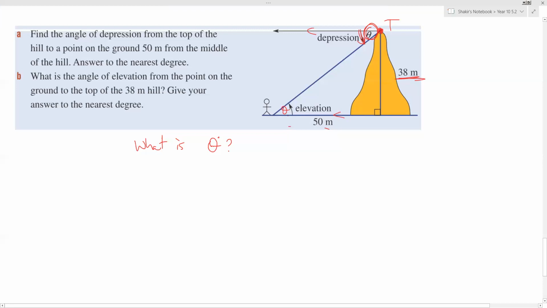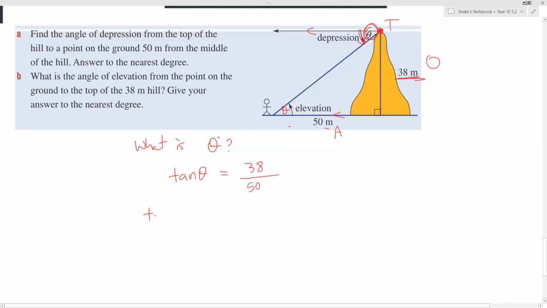This is also theta because the horizon is parallel to the ground. So theta, can I find theta? With reference to this angle, that's O. This is opposite. This is adjacent. So tan of the angle is equal to opposite, which is 38, over adjacent, which is 50. And therefore, taking the inverse tan of both sides, because we're trying to find theta by itself, you need to get rid of tan. To get rid of tan, you do inverse tan.